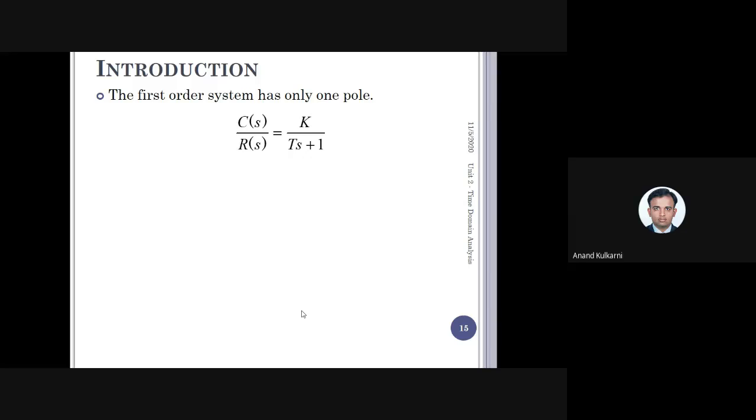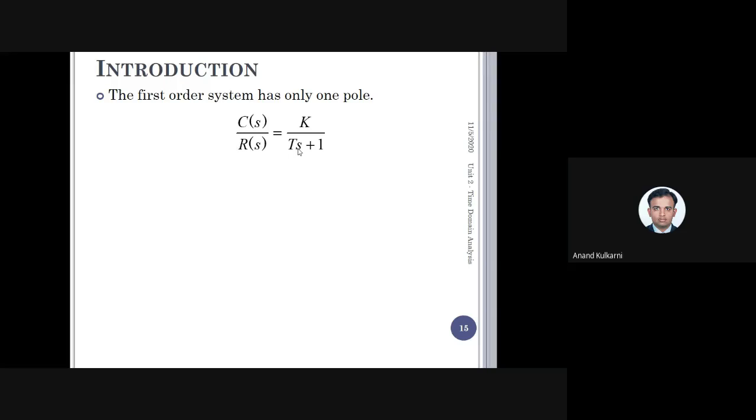So what is the order of the system? In a crude way, I can say it is the highest power of S in a transfer function. This is our transfer function. Here C of S is generally the output, R of S is generally the input. So output divided by input is K divided by Ts plus 1, where K and T are constants. Here you can see one S is there, that is S to the power 1. That means it is a first order system.